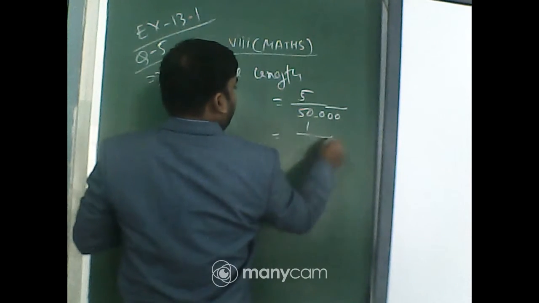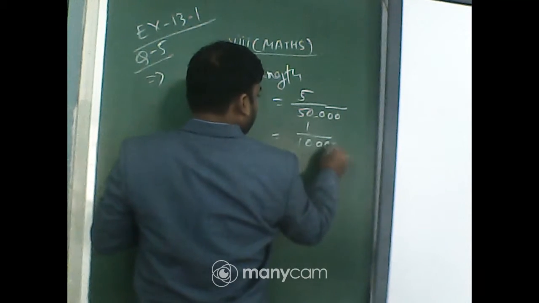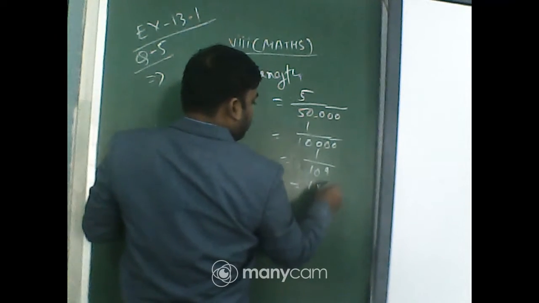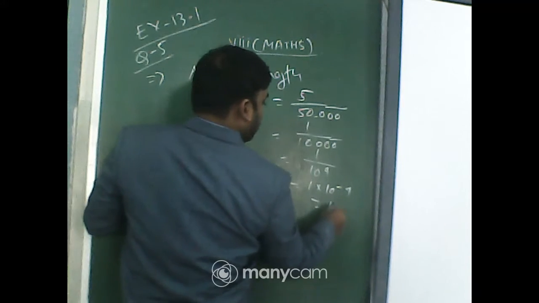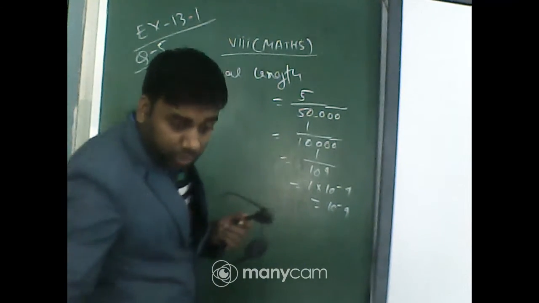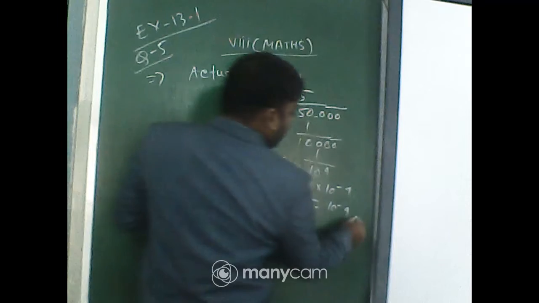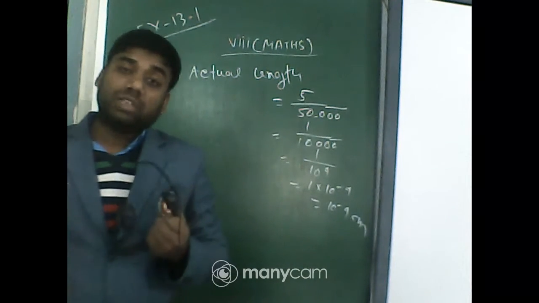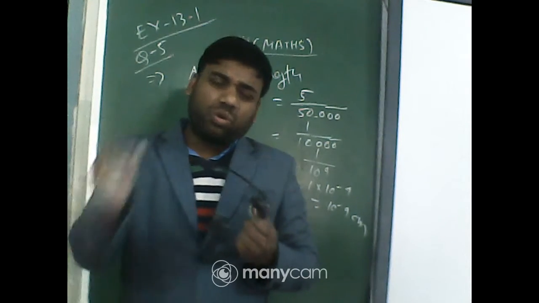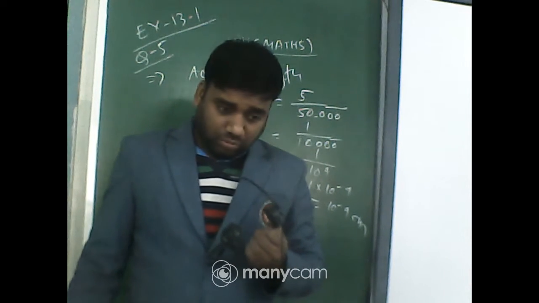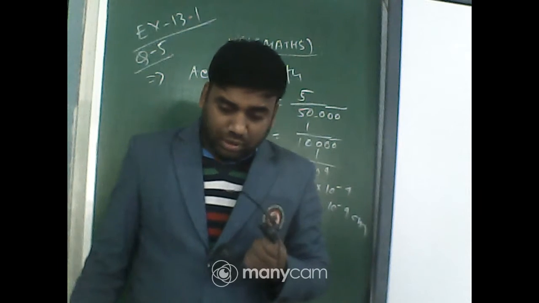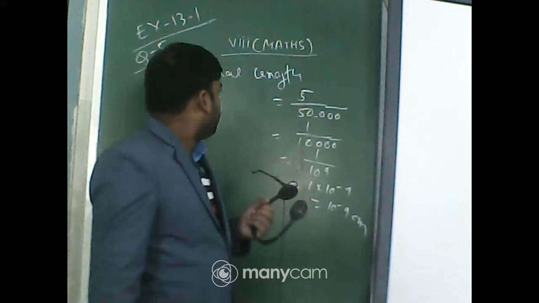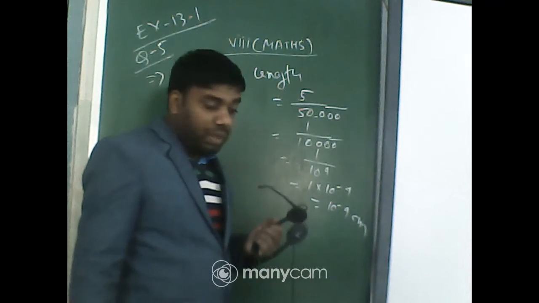So that is 1 by 10,000. Now 1 by 10,000 means 10 to the power minus 4. So that is 1 into 10 to the power minus 4 centimeter. 10 to the power minus 4 centimeter is the actual length of the bacteria. It's so small, that's why it can be enlarged to see. So the actual length is 10 to the power minus 4.